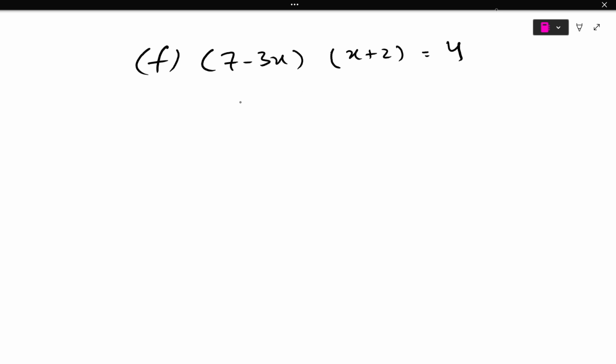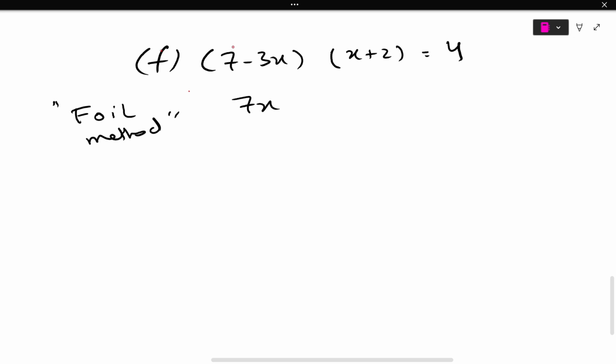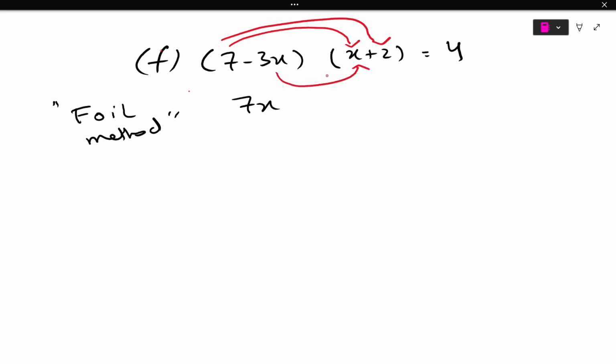Okay, so I have 7x. By the way, how do you multiply these two brackets? Using the FOIL method. Yes, FOIL method, right? Now what is the FOIL method? Like I taught you, the FOIL method is basically where you take the 7 and you first multiply it with x, and then you multiply it with 2 to get 14. Absolutely correct. And then you multiply minus 3 with x, and then minus 3x with 2, right?